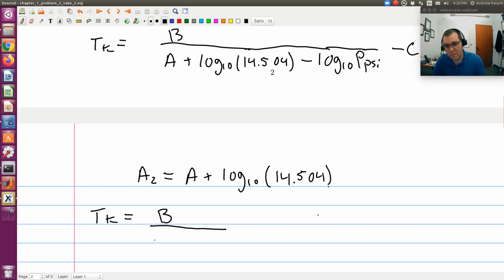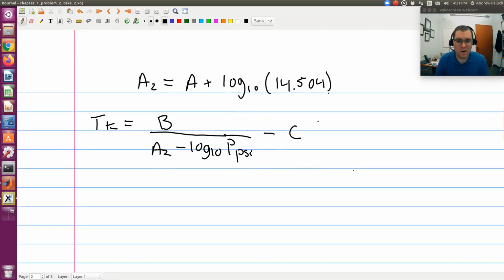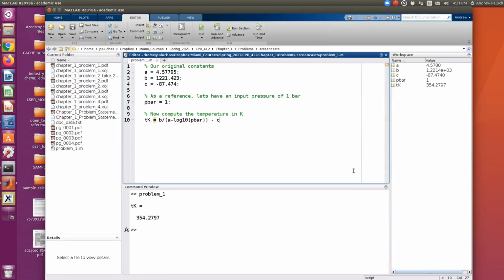So now I have an Antoine equation that still gives me temperature output in Kelvin, but using this new constant A2, I can use PSI as the units of my input pressure, minus C, where the values of B and C are unchanged. All right, so now to check this, I have MATLAB open.